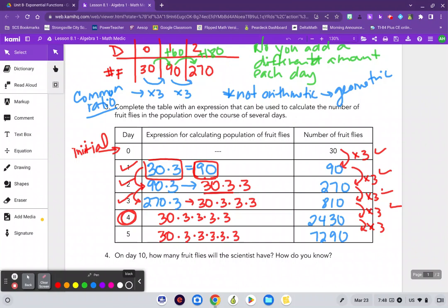And in fact, I can translate this over to an equation. This really turns out to be 30 times 3 to the first.